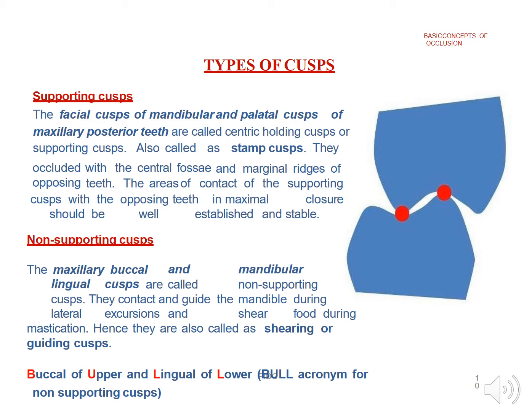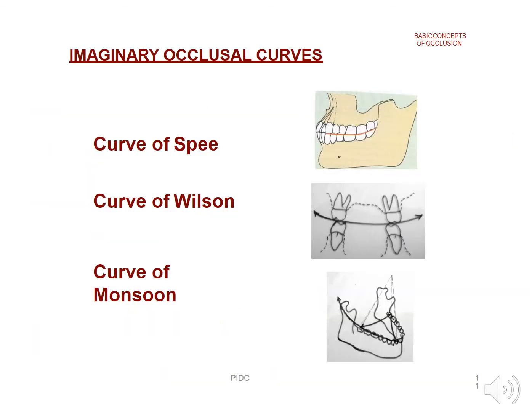So, in order to memorize the non-supporting cusps, you have an acronym called BULL, which is buccal of upper and lingual of lower. So it's very simple, right? There are three types of imaginary occlusal curve, which are curve of Spee, which is also known as anteroposterior curve, curve of Wilson, which is also known as mediolateral curve, and curve of Monson. Curve of Monson is the combination of both curve of Spee and curve of Wilson.